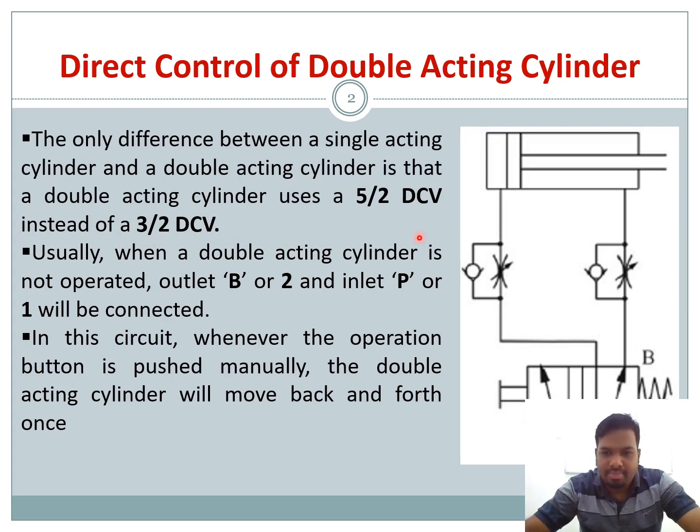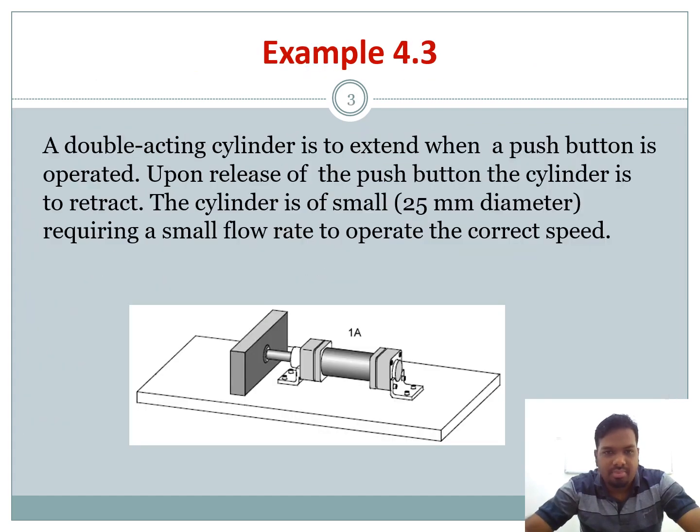You can see here we have a cylinder, then you have a 5/2 valve. Whenever the valve is connected directly to the cylinder, that means it is direct control. You have a push button, you press the push button, the valve will be activated and the cylinder will extend or retract. So it has a direct control. We will see a few examples today.